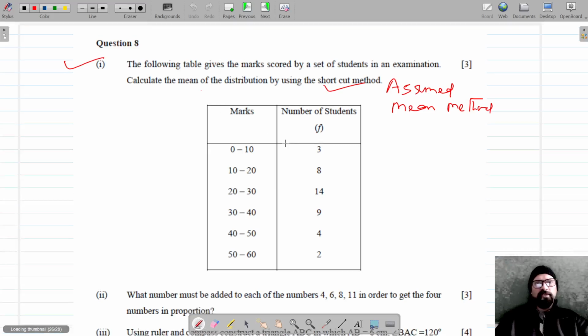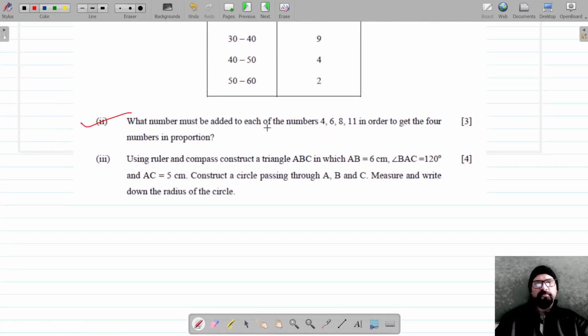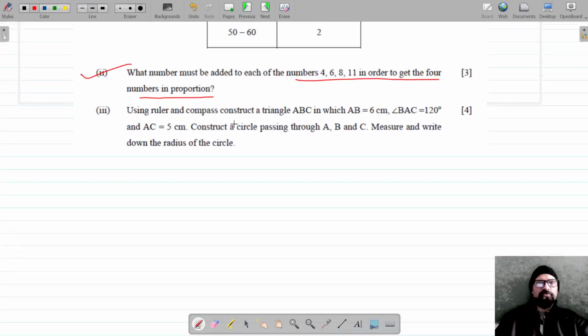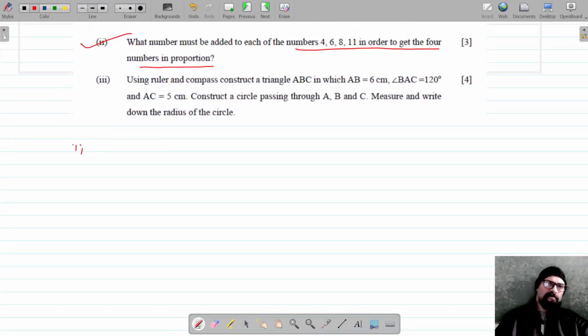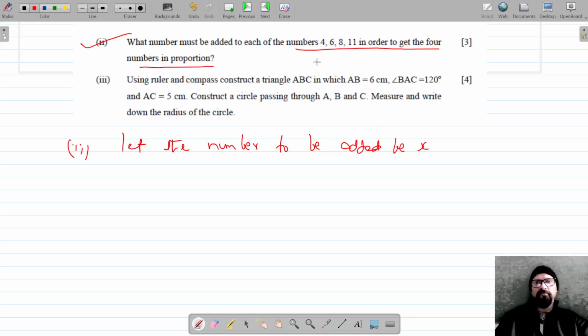Okay, moving on to the next part. What number must be added to each of the numbers to get the four numbers in proportion? So let the number to be added be x. Once we add x to these numbers, 4 becomes 4 plus x, and these should be in proportion. That means the ratio 4 plus x to 6 plus x should be in proportion with 8 plus x and 11 plus x.